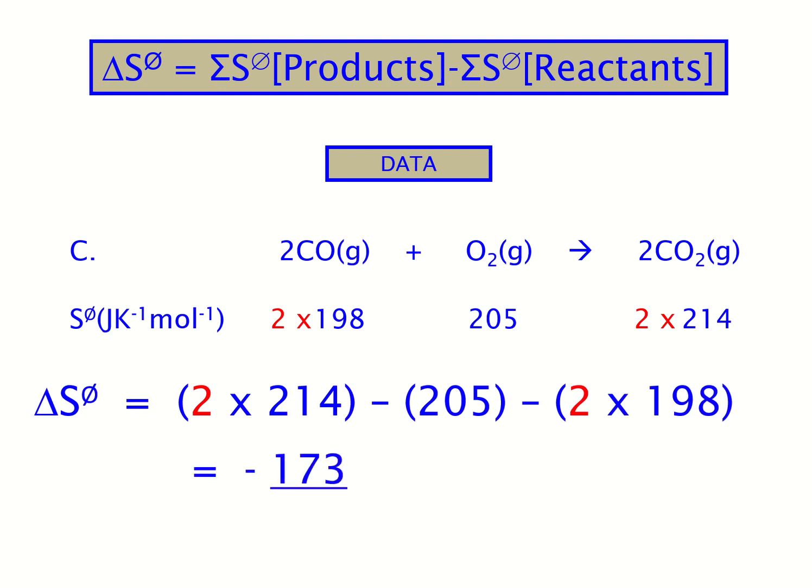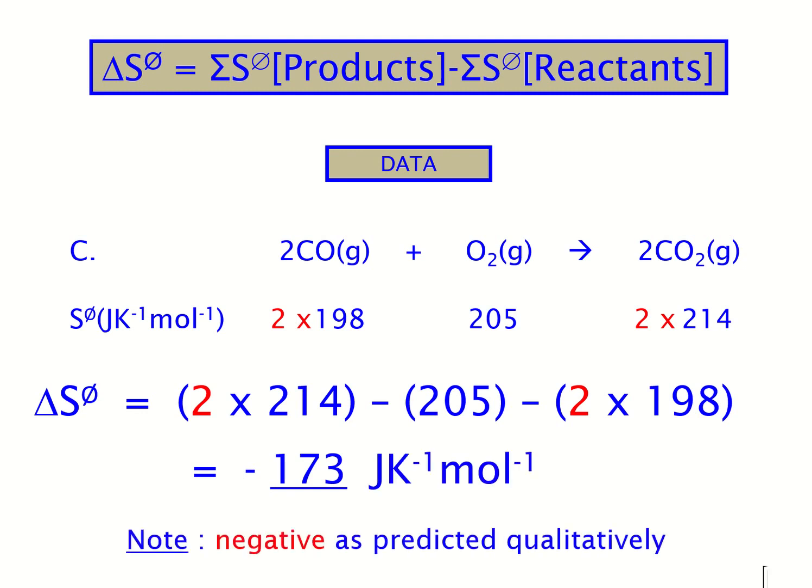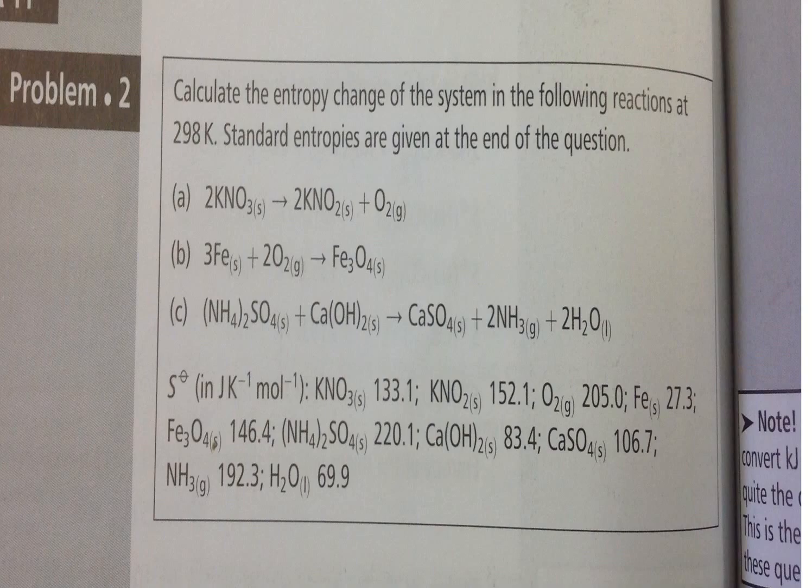And again, we said we were going from 3 moles of gas to 2 moles of gas, giving us a negative, or a decrease in entropy. And that's exactly what we've got. Again, put your units on. Okay, so we have a few here.